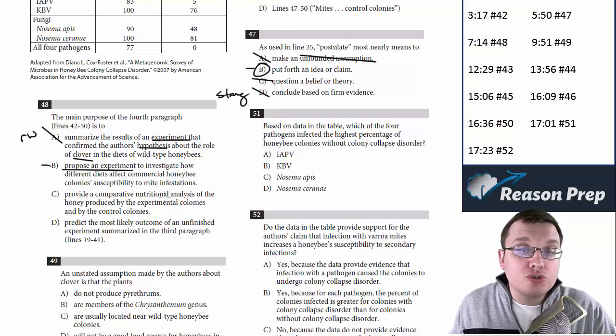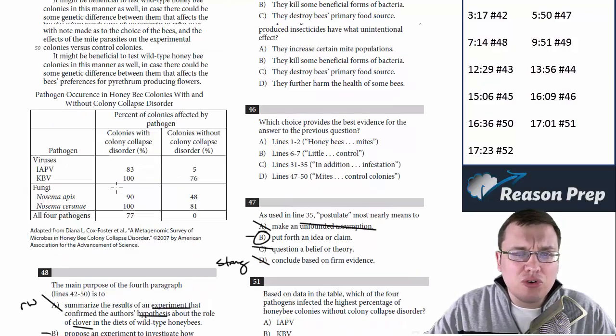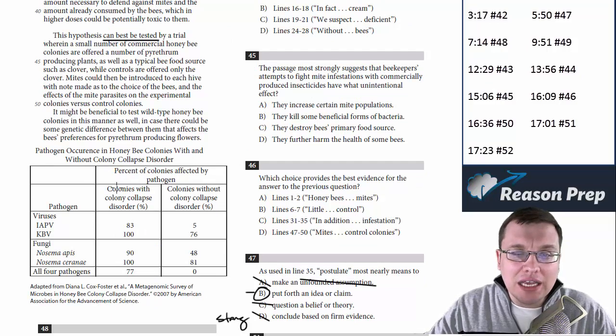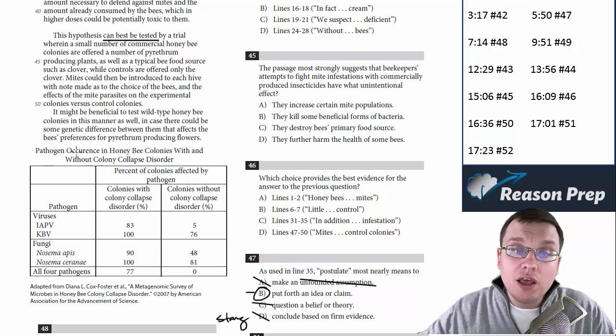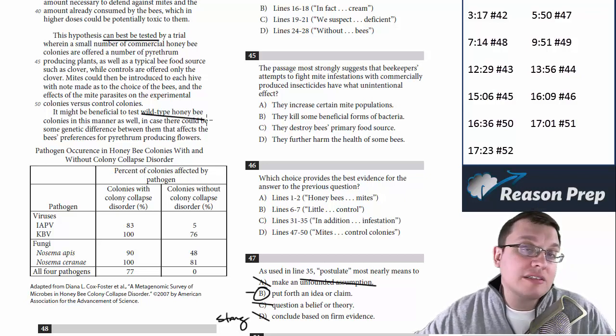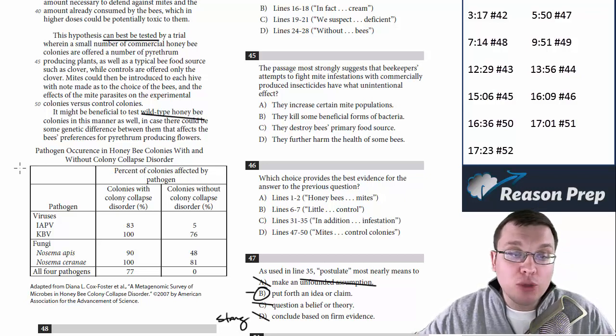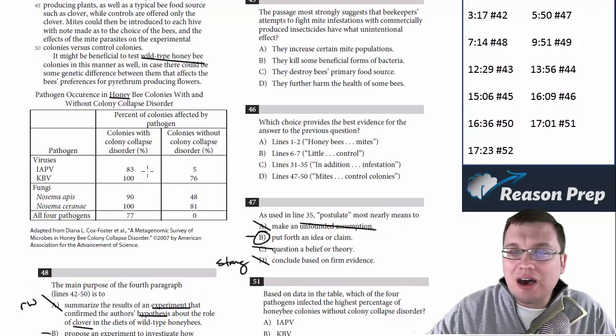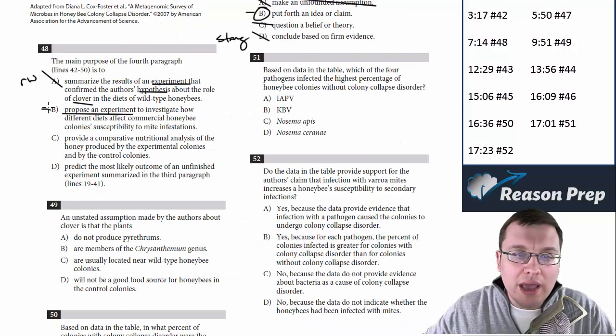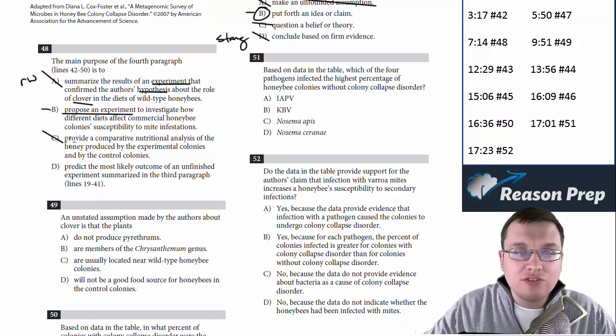Provide a comparative nutritional analysis of the honey produced by the experimental colonies and by the control colonies. I don't think they mentioned anything about honey in this paragraph. Notice if you had read ahead, you would have seen recycled word, wild type honeybee, that's choice A, and you would have seen this, well, no, never mind. I thought this had to do with honey, but it's about honeybees. It's not about honey itself. So either way, nothing in C really fits.